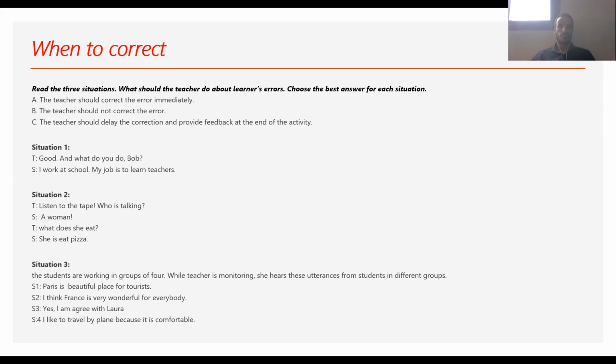I want you to read these situations. What should the teacher do about the learner's errors? Choose the best answer for each situation. A, the teacher should correct the error immediately. So when to correct? You correct immediately. Number two, the teacher should not correct the error. Or C, the teacher should delay the correction and provide feedback at the end of the activity. This is the occasions when to correct. You correct immediately, you don't correct, or you delay the correction to the end of the session or the activity.